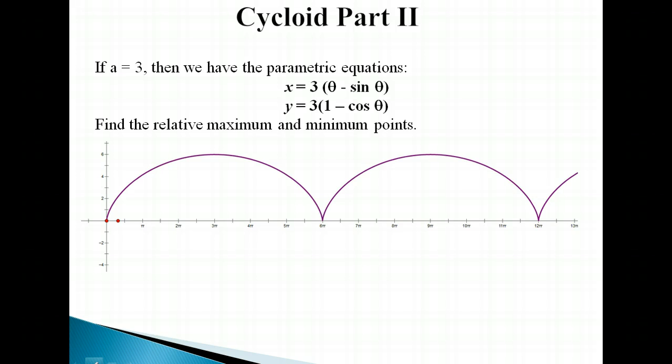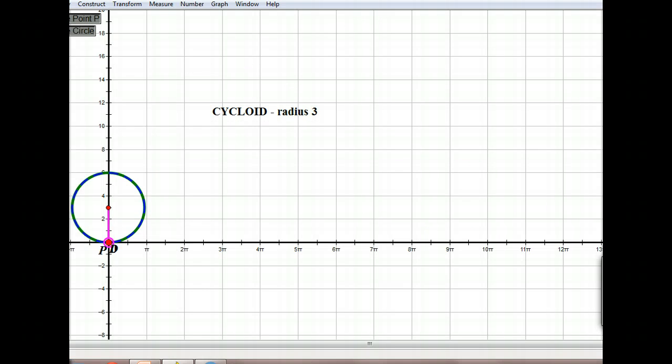Okay, now let's look at an equation that's a little bit different. In this case, we have an a value of 3, which means that the radius of the circle that we use to trace out the cycloid is 3. So here we have a circle of radius 3. That means that the highest point on the circle is at the ordered pair (0, 6), and the lowest point on the circle is at (0, 0).